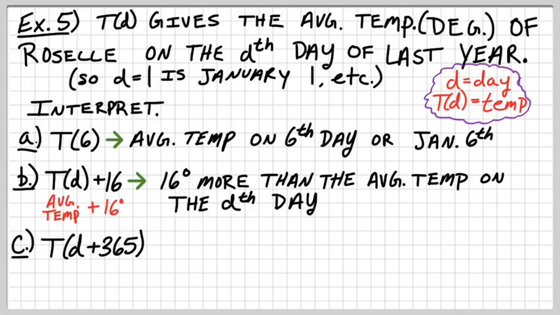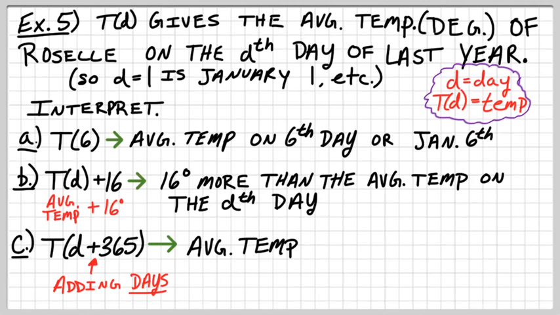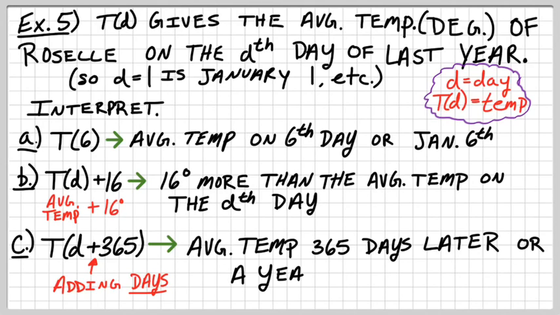Then part C, this is our last one here. T of d plus 365. Now we're adding 365 inside this function. And that's where we input our days. So keep that in mind. Inside this function, that's where we input our days. So we're basically adding days. So this is like the dth day plus 365, aka a year later. So that's the average temperature a year after day d, whatever that dth day is. So the average temp 365 days later, or a year later than day d, or you could say the dth day.